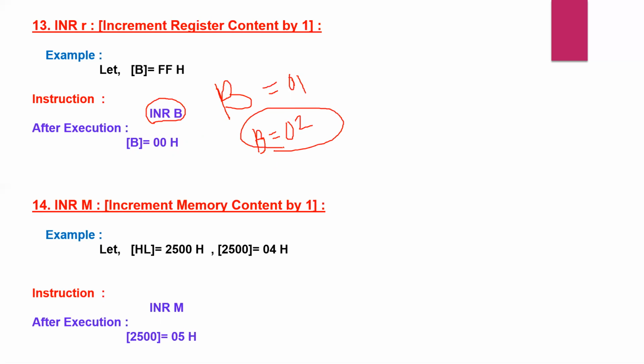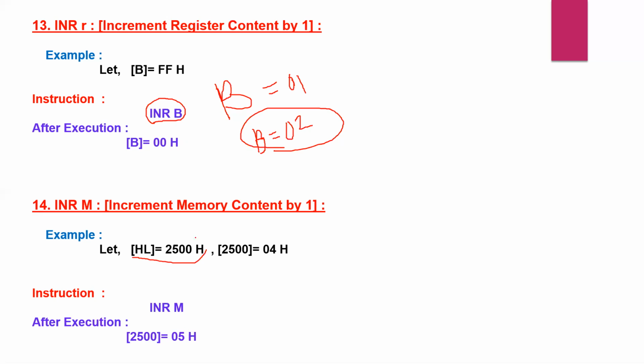Next instruction is INRM, that is increment memory content by 1. This instruction increments the content of memory location whose address is stored in HL pair by 1, and again the result is stored in the same place.